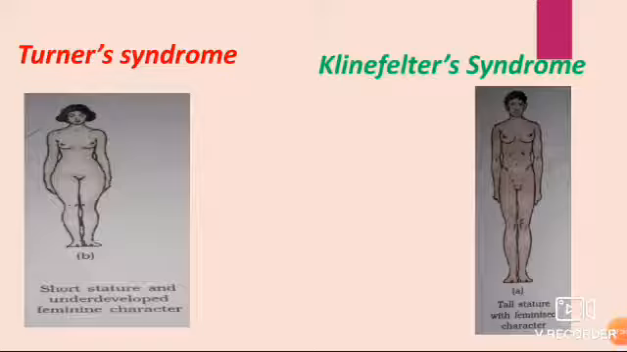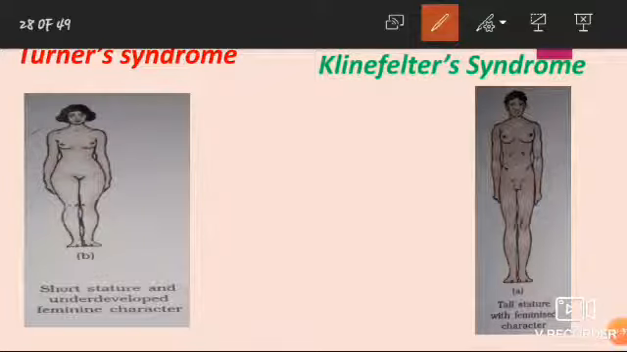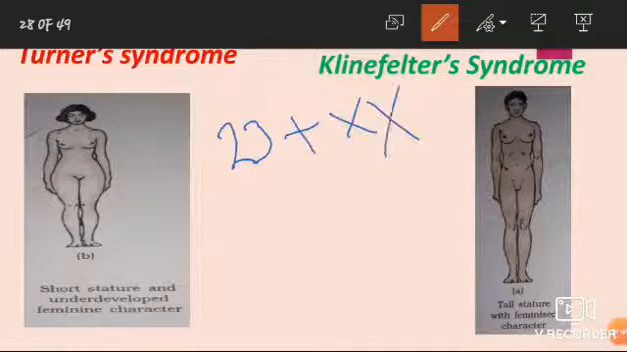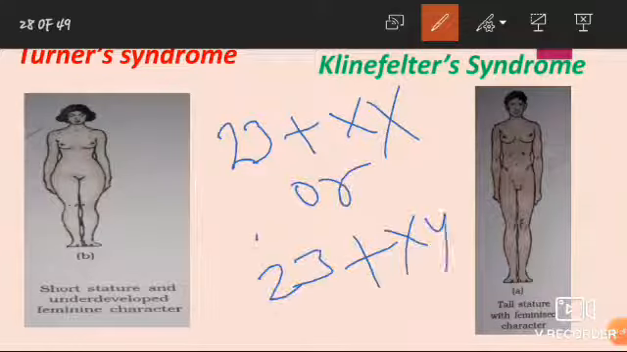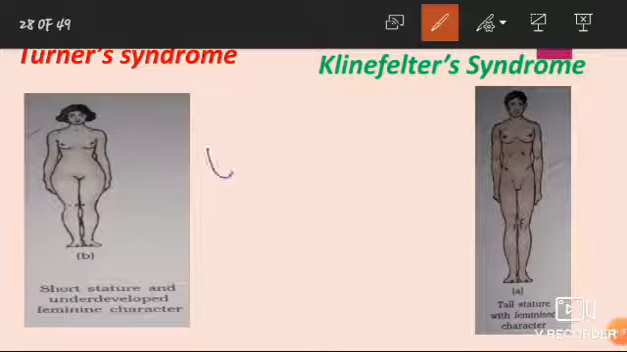So first of all is Turner syndrome. Turner syndrome is caused due to absence of one of the X chromosome. Generally, the condition is 23 plus XX or 23 plus XY. This is female, this is male. This is the normal condition. But in Turner syndrome, the condition is 45 plus XO.